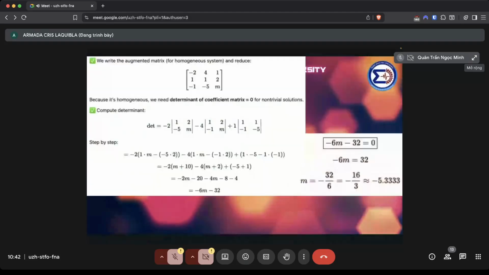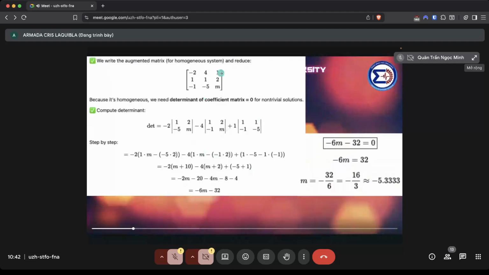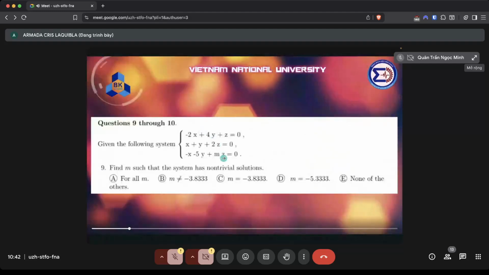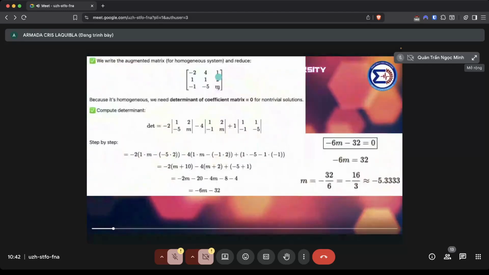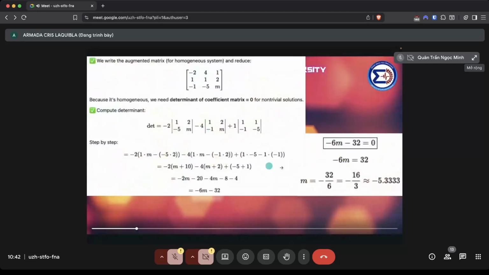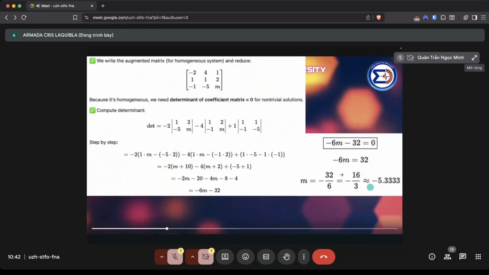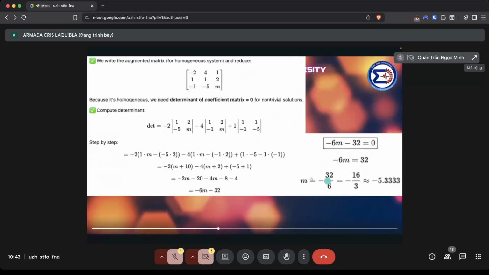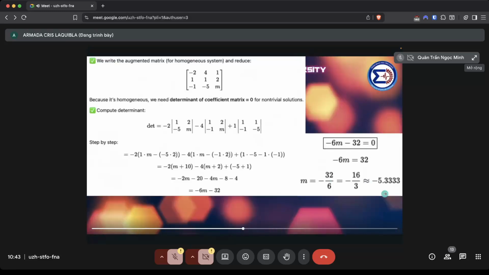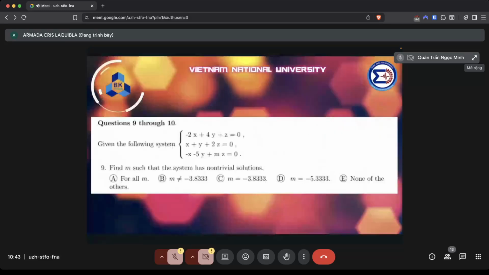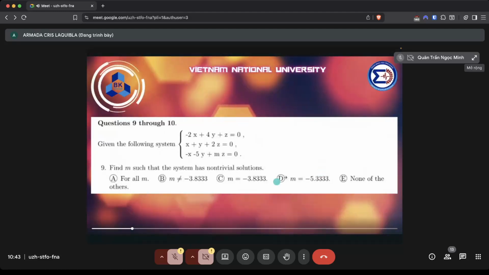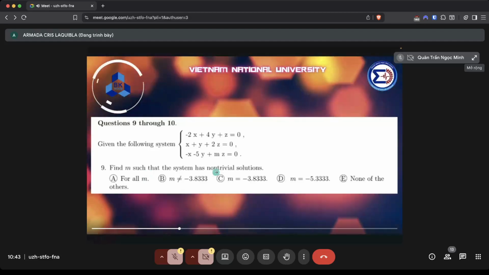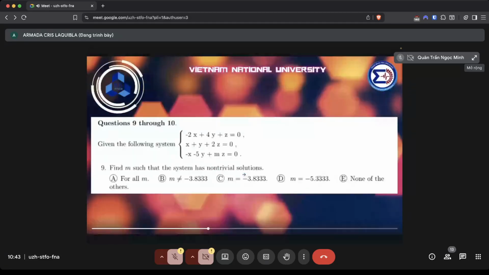Okay. Solve the determinant of that system. Just get the numbers there. Okay, and those are the numbers here. Now get the determinant, equal to m, and make it 0. You equate the determinant to 0, and your m there is negative 5.333, and that is letter D. Okay? You will say the m there has a non-trivial solution. Okay? Next.